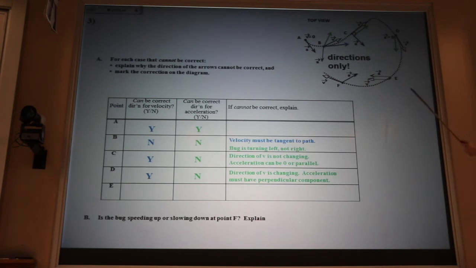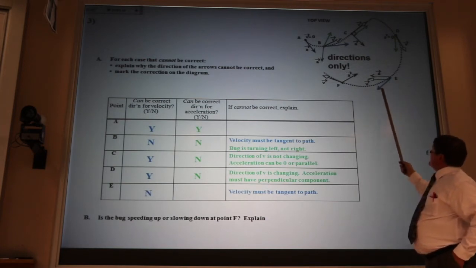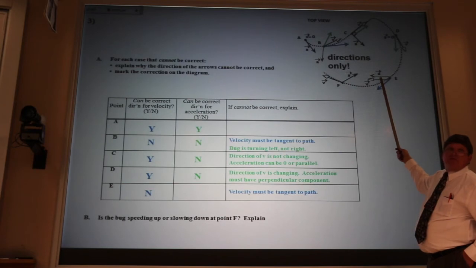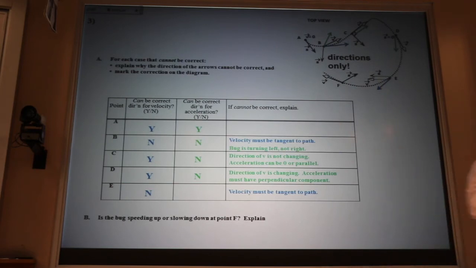I could have had greater than 90 degrees up that way, which would be slowing down. Now, if I look at E, that velocity vector looks wrong. It's got to be tangent. But if I direct the velocity vector, is this a possible acceleration? Yes. It means the bug was speeding up there. I don't know what the bug really was doing, but that's possible. And so the answer is yes.